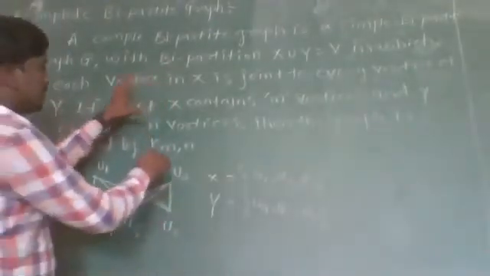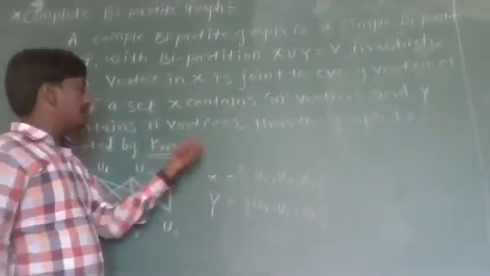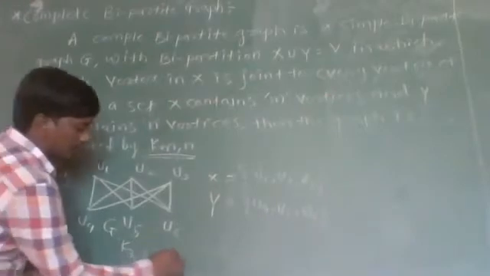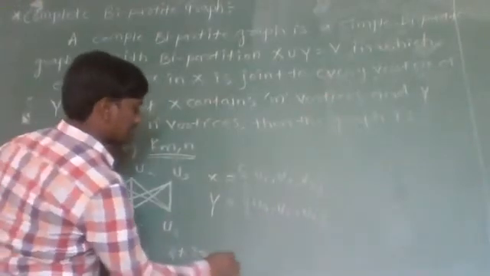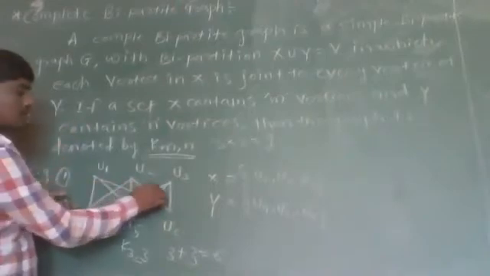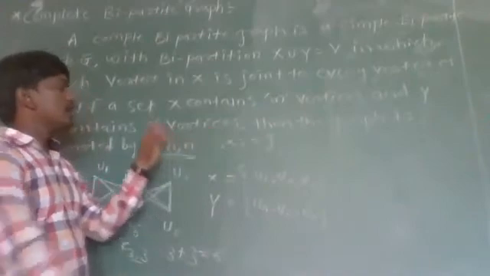Now, if Kmn is a complete bipartite graph, then Kmn contains m into n edges and m plus n vertices. Let us check. This one is the K33 graph. It contains 3 plus 3, 6 vertices, and 3 into 3 equal to 9 edges. Let us check whether it contains 9 edges: 1, 2, 3, 4, 5, 6, 7, 8, 9. So a complete bipartite graph Kmn contains m plus n vertices and m into n edges. Now let us see whether there is any relation between the complete bipartite graph and complete graph.